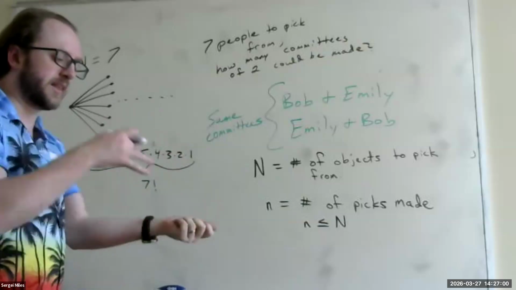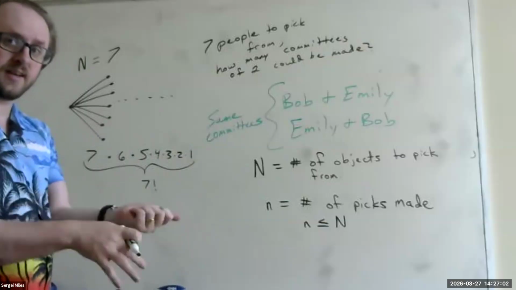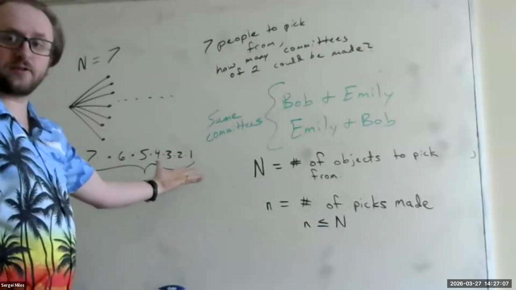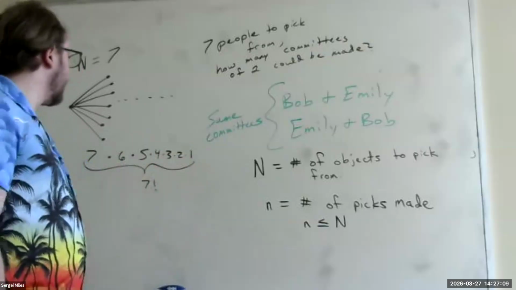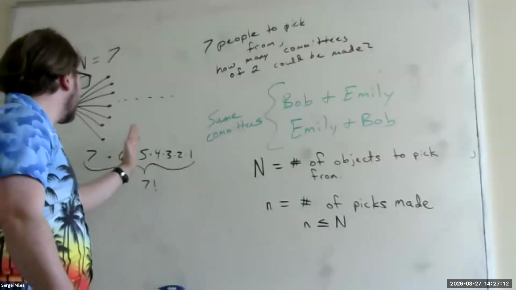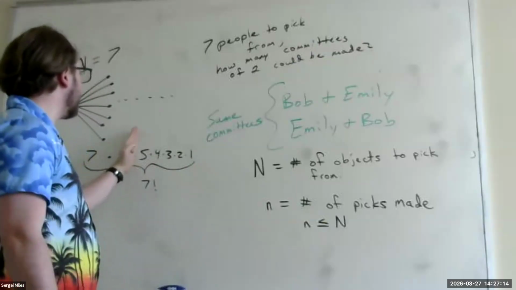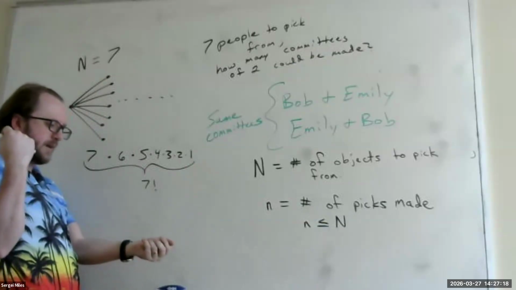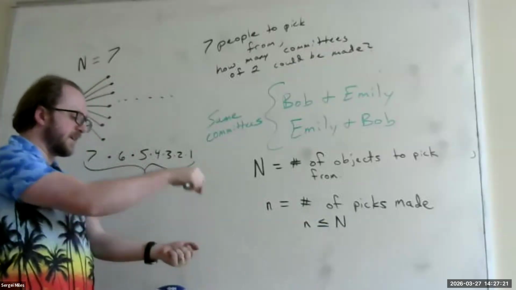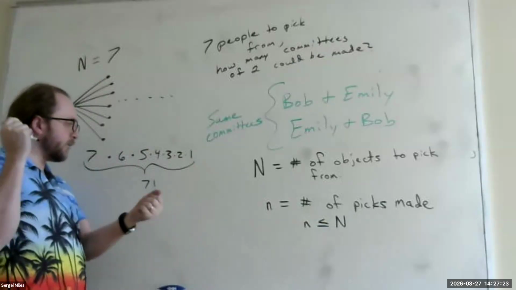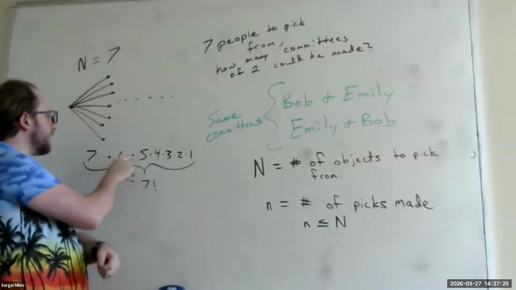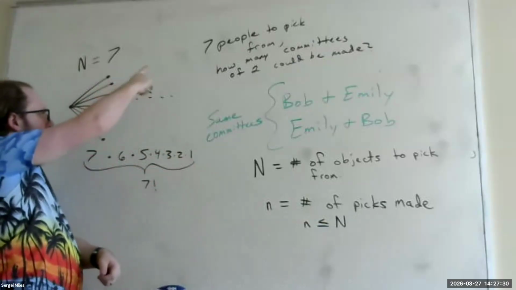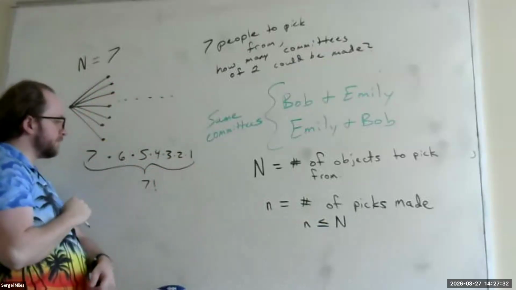Now, unfortunately, the answer is not just 7 factorial, because that's if I'm picking all the names out of the hat until it's empty, right? In this case, I'm going to stop picking names after I draw the second name. So I would have 7 choices at first. I pick a name out of the hat. And then I would pick a second name. The second name, I would have 6 choices, and I would stop. This 7 times 6 times 5 times 4 times 3 times 2 times 1 is if I kept picking until the hat is empty. All right.